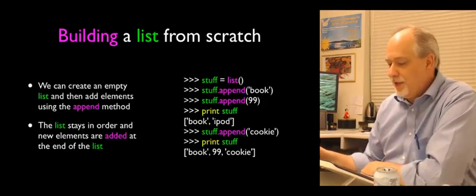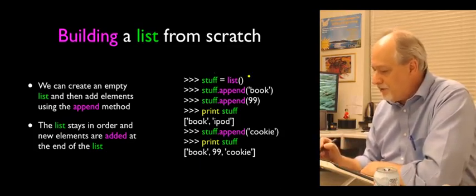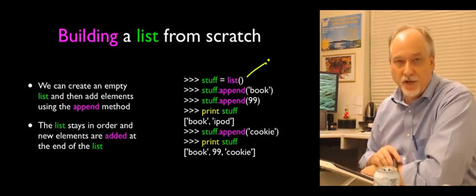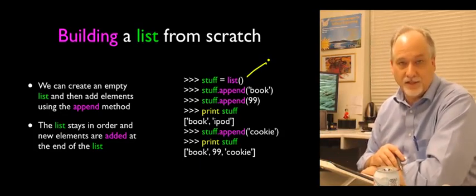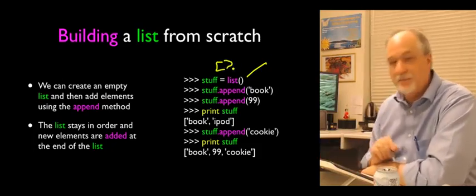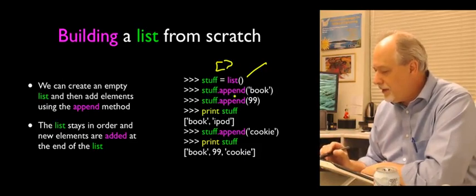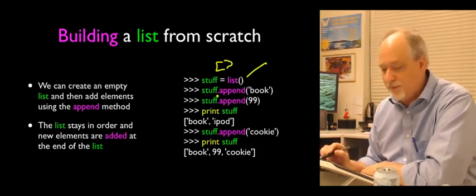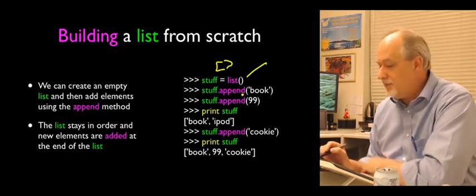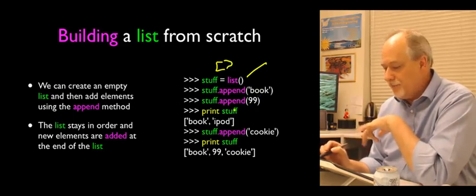We can build a list with append. So this syntax here, stuff equals list, is called a constructor, which says, give me an empty list. You could also say bracket, bracket for an empty list. Whatever, you have to make an empty list. And then you call append. Remember that lists are mutable, so it's okay to change it. So we started with an empty list. Now append to the end of that the word book, and then append to that 99.